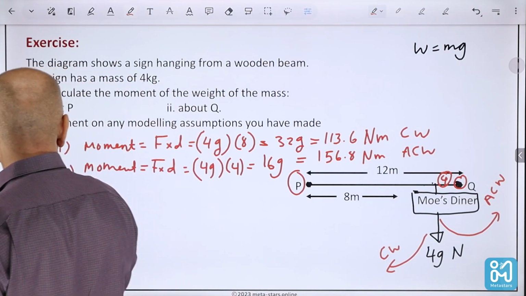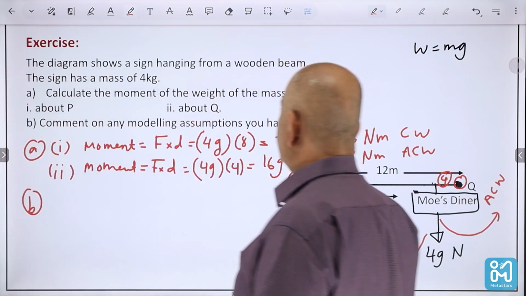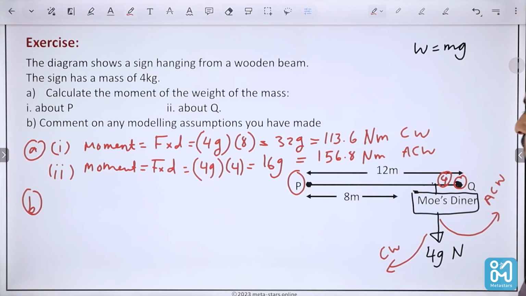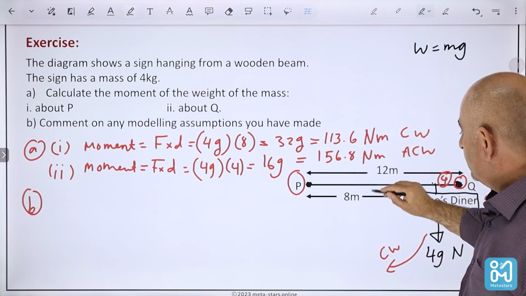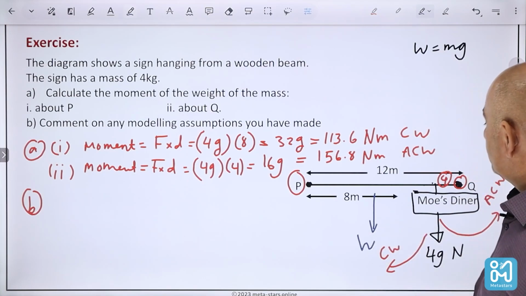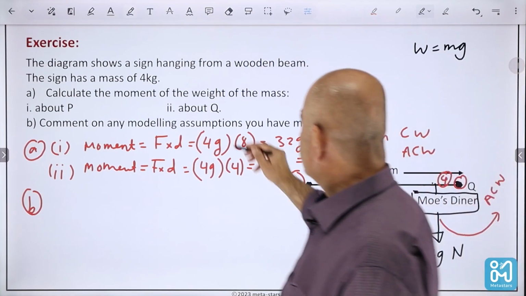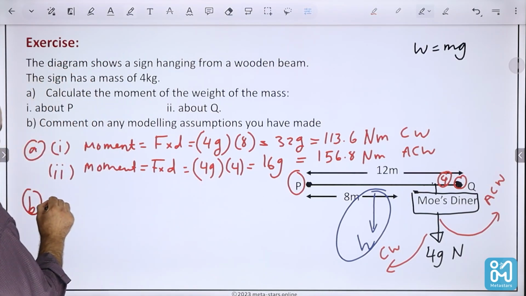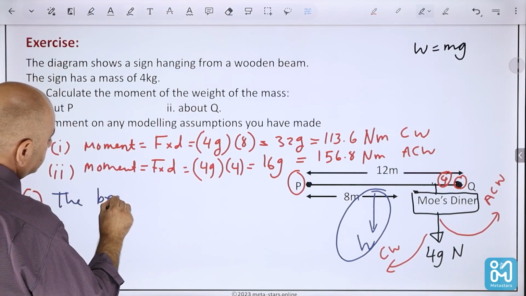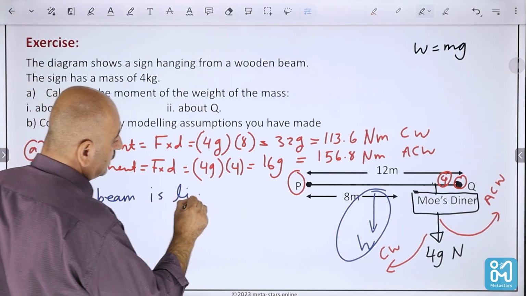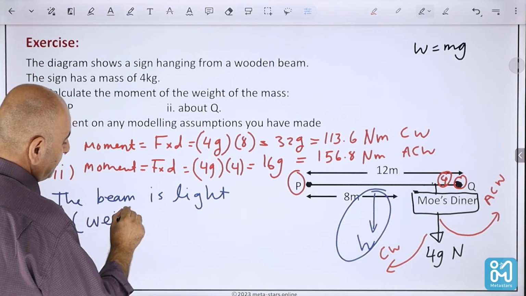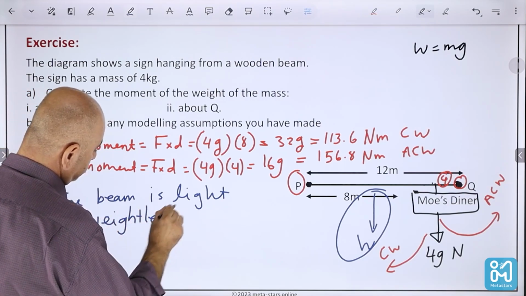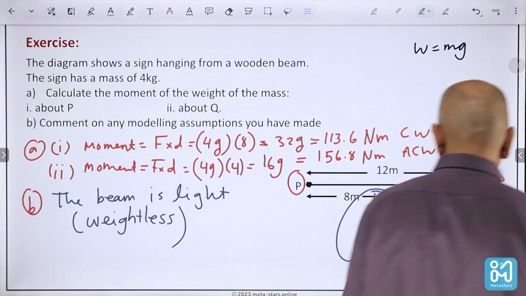Part B of the same question. Comment on any modeling assumptions you have made. Well, I assumed that the beam has no weight. Because if the beam has a weight, I would have taken that weight into consideration and used the weight of the beam, if there were to be. So I assume that the beam is light. Light means what? Weightless. That's the assumption I have made. All right? There we go.